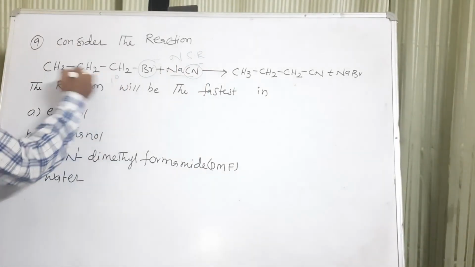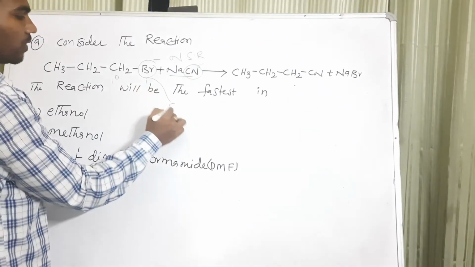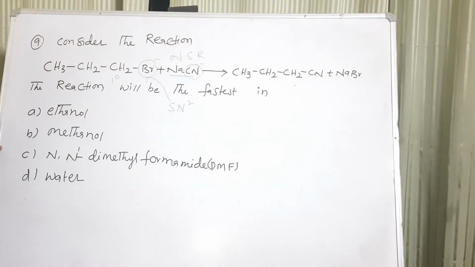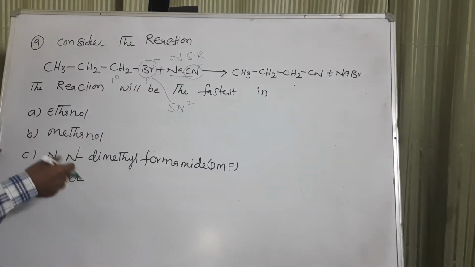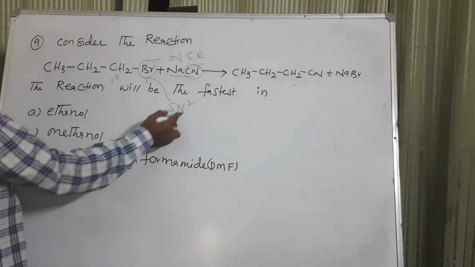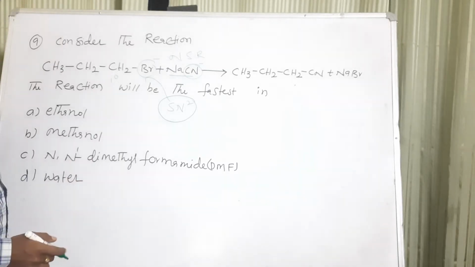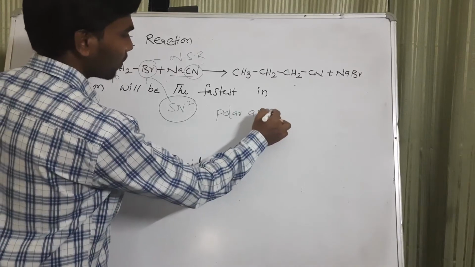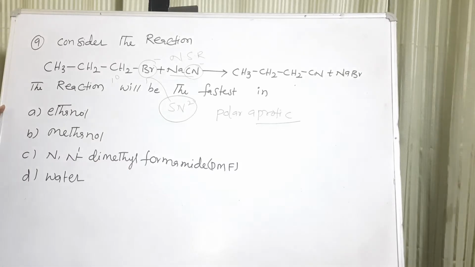So this is a primary alkyl halide. Primary alkyl halide is favorable for what? SN2 reaction, meaning bimolecular nucleophilic substitution reaction. In which case will it be fastest? SN2 reaction is favored in polar aprotic solvent. Polar aprotic solvent means it should not release H plus ion, proton. So that we call it polar aprotic.